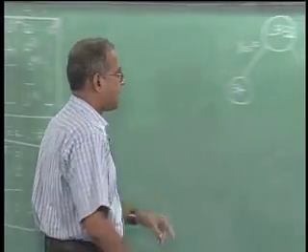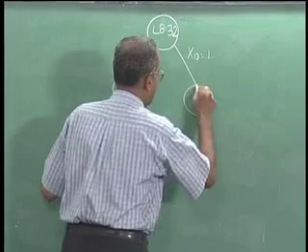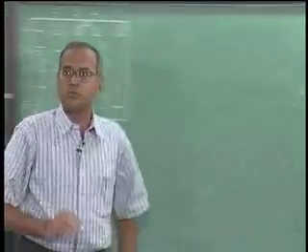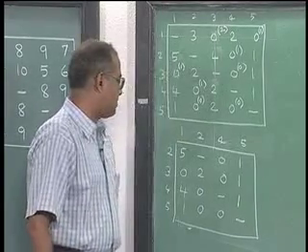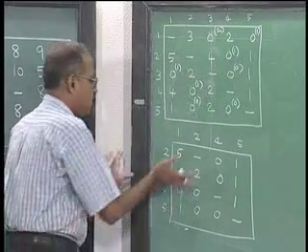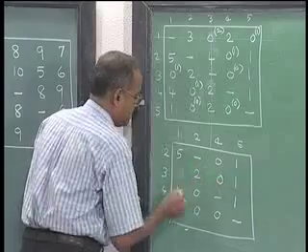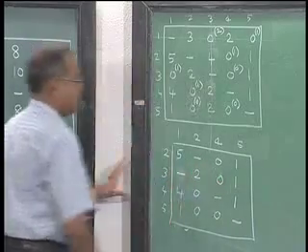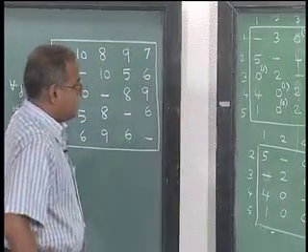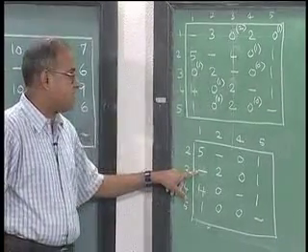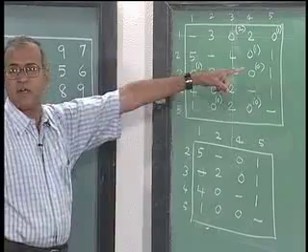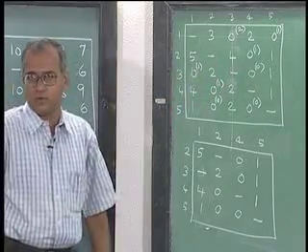Now, having allocated x13 to 1 means we should not have x31 in the solution, otherwise it will become a subtour. So, we will not have this x31. So, we will put a dash here so that we do not have x31 in the solution, since we already have x13 in the solution.